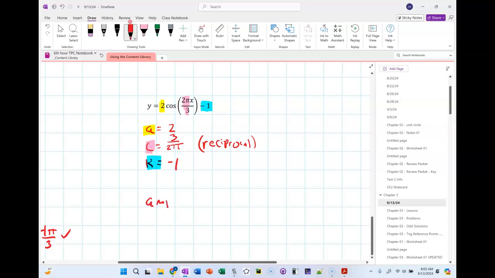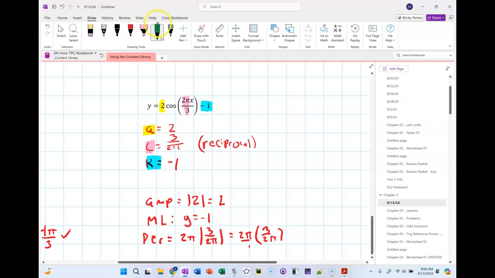So now that I have that, my amplitude, absolute value of a, is just 2. My midline is y equals k, so just y equals -1. Got to have the y equals though. And the period is 2 pi times the absolute value of c. Well, the absolute value of a positive is just that number. And when I multiply two fractions, I'll think about that as 2 pi over 1. And whoop, those just reduce down, and I'm left with 3 for my period. Feel okay?